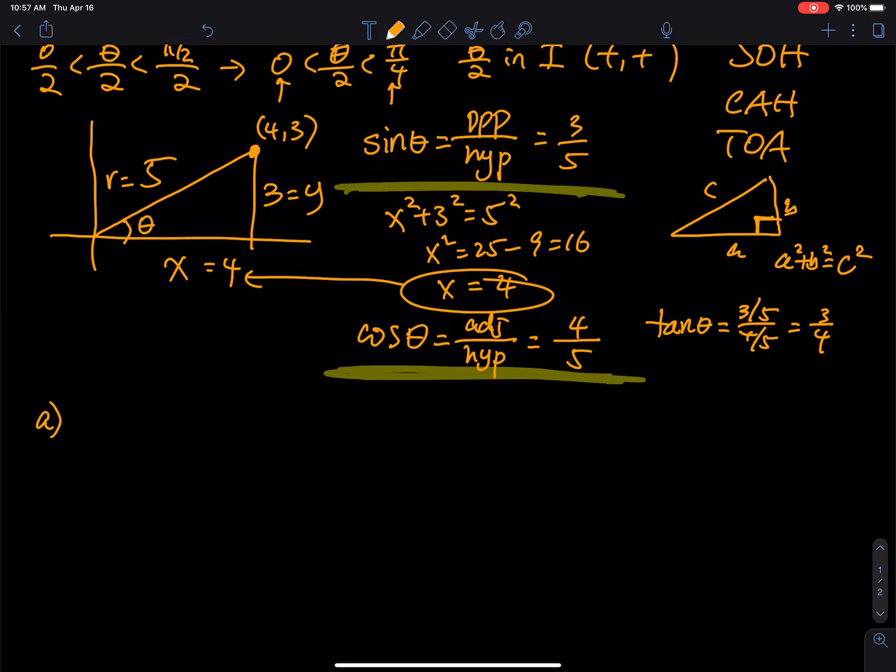So in part A, they ask you to do a sine of 2 theta. So sine of 2 theta, that is 2 times sine theta, cosine theta, and then you do the plug-in. So sine is 3 over 5, cosine is 4 over 5. So you have 24 divided by 25.